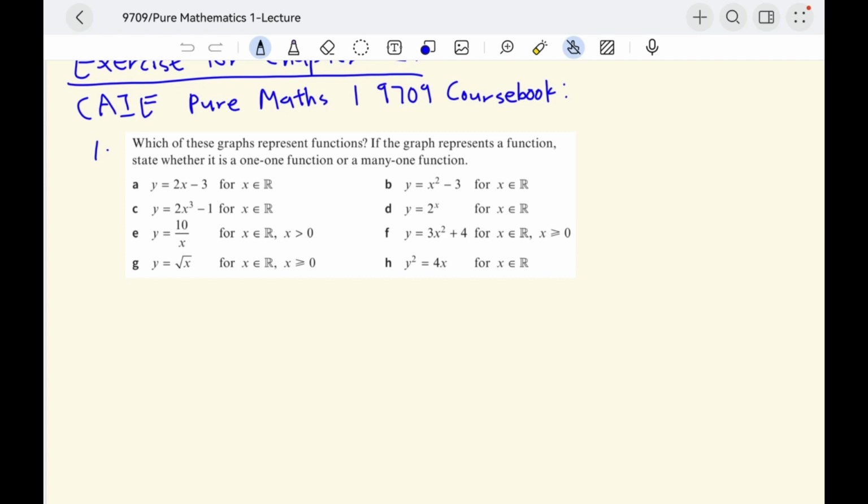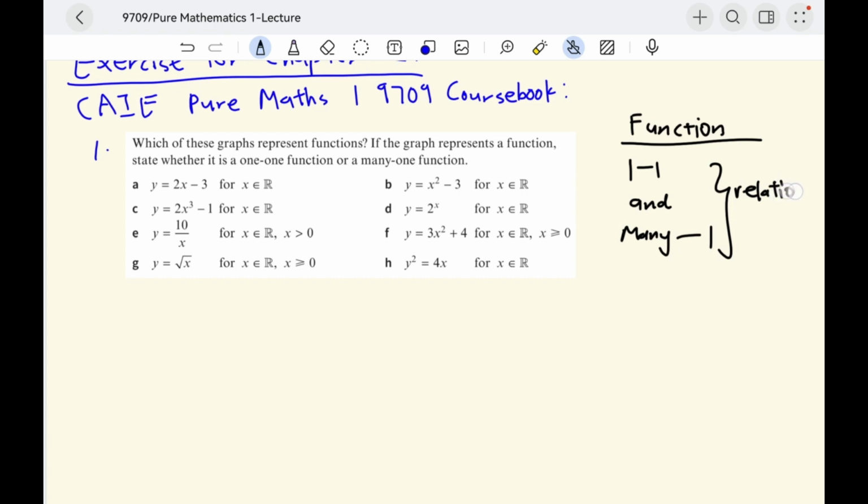Alright, so let's recall what a function is. A function is a relation that is either one-to-one or many-to-one. Only these two relations are called functions.